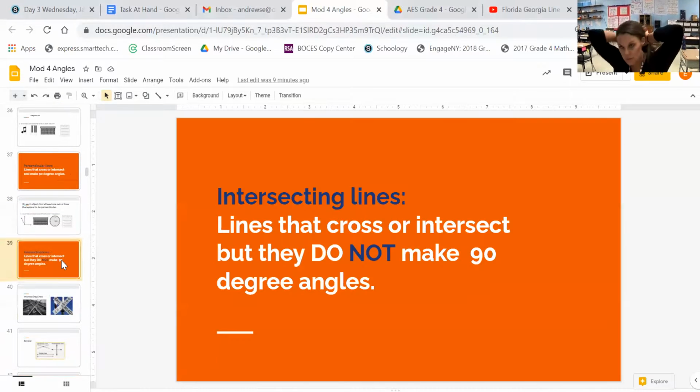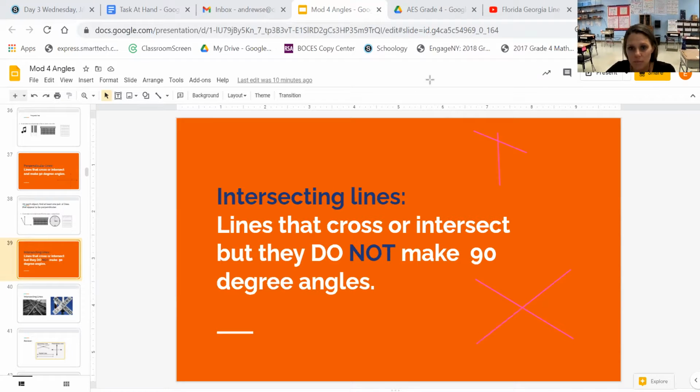Our last one on our foldable today is intersecting lines. So intersecting lines, they're lines that cross or intersect, but they do not make 90-degree angles. So they cross and they cross, but when they cross, it's not 90 degrees. Or maybe they cross, definitely not 90 degrees, right? This is an acute angle, an acute angle. This one would be obtuse, right? So it does not make a 90-degree angle.